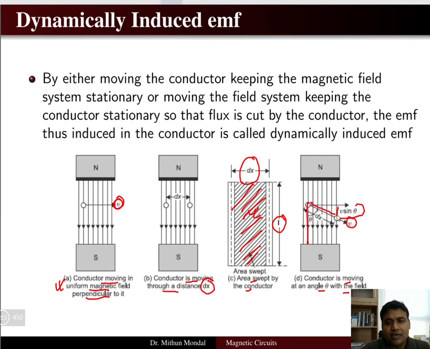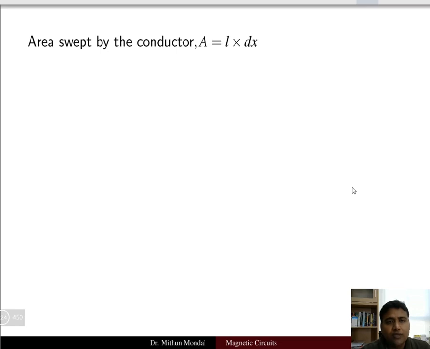This is the conductor which is moving with the velocity v, and theta is the direction of the moving conductor with respect to the field. Then v sine theta is the horizontal component of the field. Then what is the area swept by the conductor? So the area swept by the conductor, A, is basically L, that is the length of the conductor, into dx.